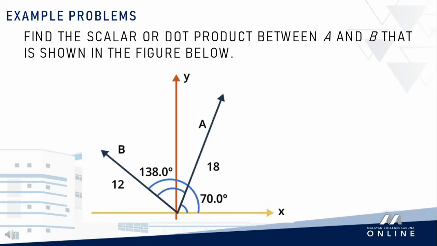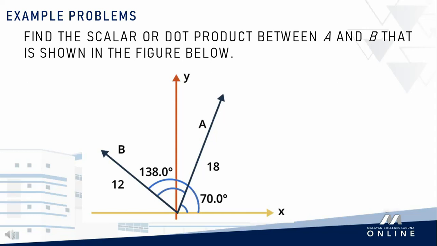Let us have another example. Find the scalar product between A and B that is shown in the figure below. I will let you do this problem. Examine the figure first. Afterwards, look back in the equations I have given to you a while ago and try to find the scalar product. Okay, let us see if we have the same answer.